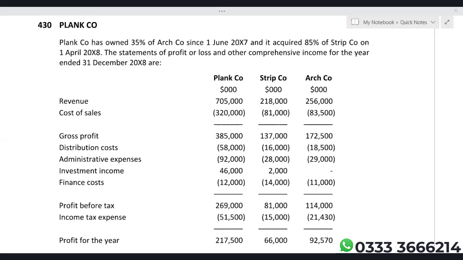Let's start another practice question on consolidation. That's going to be question number 7 on consolidation. After that, we'll be discussing one more question. So that's going to be a total of 8 questions on consolidation. And after those 8 questions on consolidation, we'll go towards statement of cash flows.